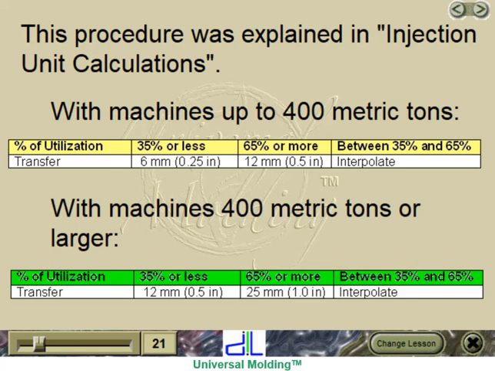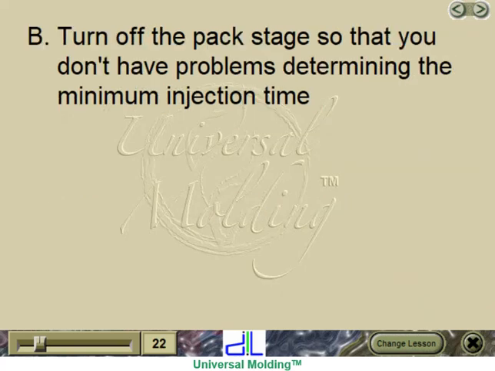With machines 400 metric tons or larger, if percentage of utilization is 35% or less, use 12 millimeters. If it's 65% or more, use 25 millimeters. If it's between 35% and 65%, interpolate. B. Turn off the pack stage so that you don't have problems determining the minimum injection time.